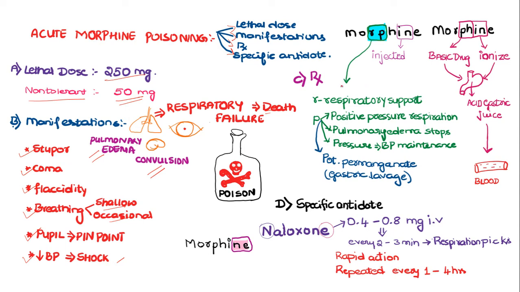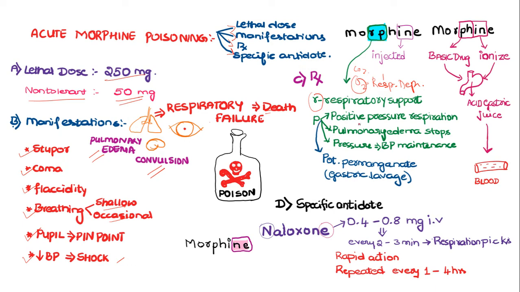So how do you treat these conditions? In morphine poisoning, you can remember RP. First, you should give respiratory support. You should not give oxygen, because morphine causes respiratory depression. For the respiratory center to be stimulated, you need a stimulus, the stimulus being carbon dioxide. Oxygen will not stimulate the respiratory center. So you should not give oxygen in morphine poisoning.